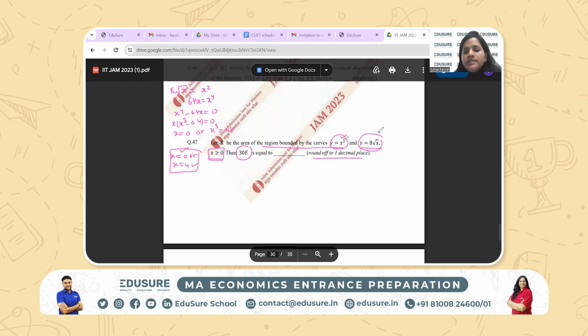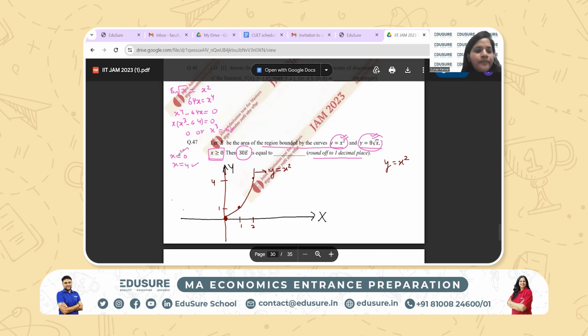Now let's see how these curves are drawn on a two-dimensional plane. So let's try to draw. This is the x-axis, this is the y-axis. Let's try to draw y = x². It will pass through (0, 0). When x equals 1, the value of y will be 1. Then when we put x equals 2, it will be 4. So this is my curve y = x².